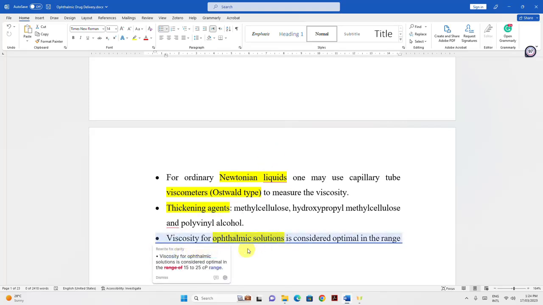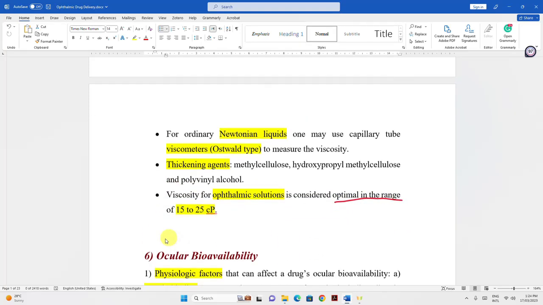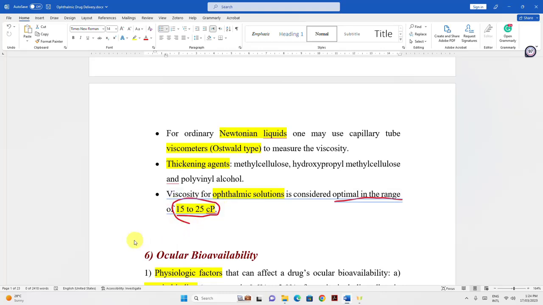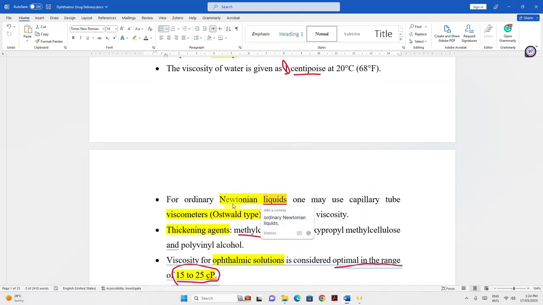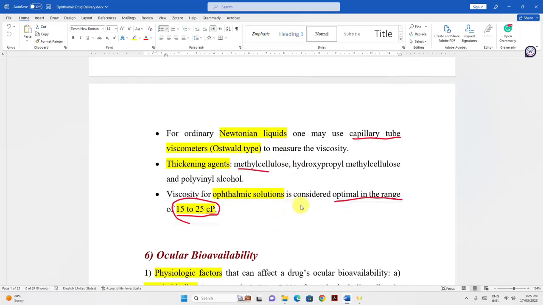Now, what is required for ophthalmic solutions? They found that the optimal range should be between 15 to 25 centipoise. In water it is 1 centipoise. What is required is 15 to 25 centipoise. What can we use? We can use thickening agents such as methyl cellulose, hydroxypropyl methyl cellulose, polyvinyl alcohol, etc. How can we measure the viscosity of Newtonian liquids? We can measure it using capillary tube viscometer. They call it Ostwald type viscometer to measure the viscosity.